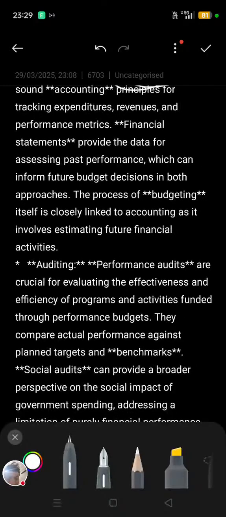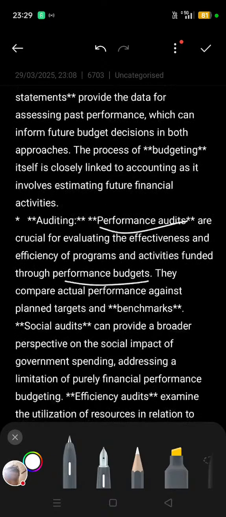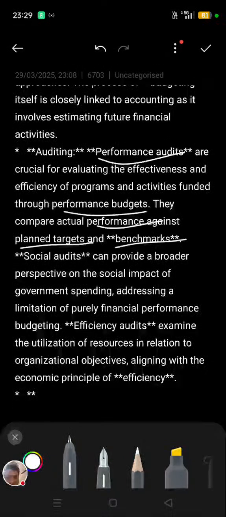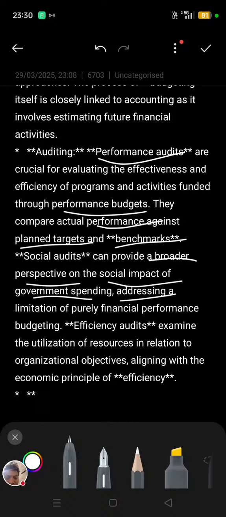Then the auditing. Performance audits are crucial for evaluating the effectiveness and efficiency of programs and activities funded through performance budget. They compare actual performance against planned targets and benchmarks. Social audits can provide a broader perspective on the social impact of government spending, addressing a limitation of purely financial performance budgeting. Efficiency audit examines the utilization of resources in relation to organization objectives and aligns with the economic principle of efficiency.